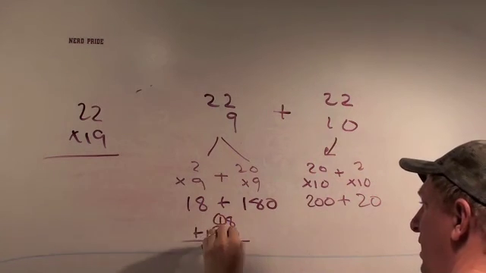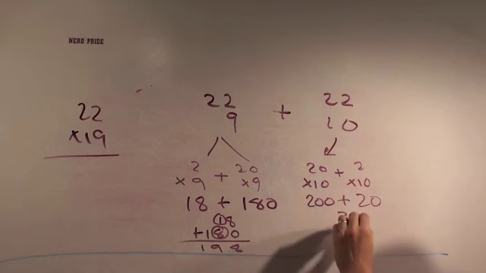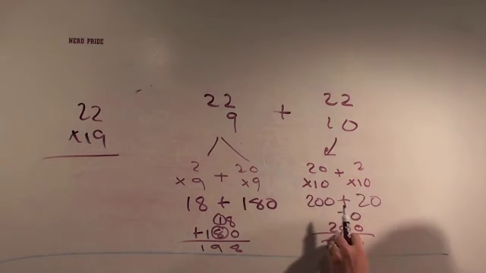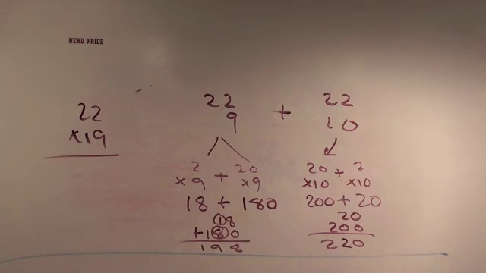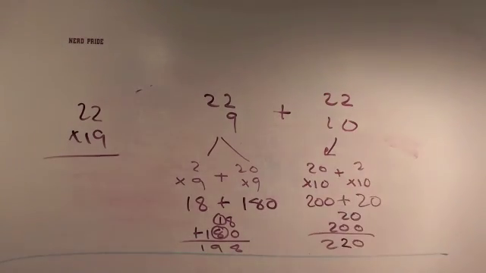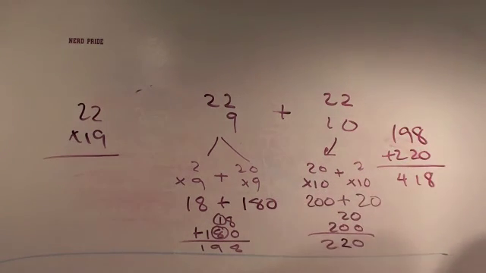Do you see how a 1 and an 8 got added together? Okay. And what's 200 plus 20? 220. 220 plus 198 is... 20 plus 200 is 220. Oops, sorry. You are right. Okay. What's 220 plus 198? Oh, 200 plus 100 is 300. 198 plus 220. 418. Very good.